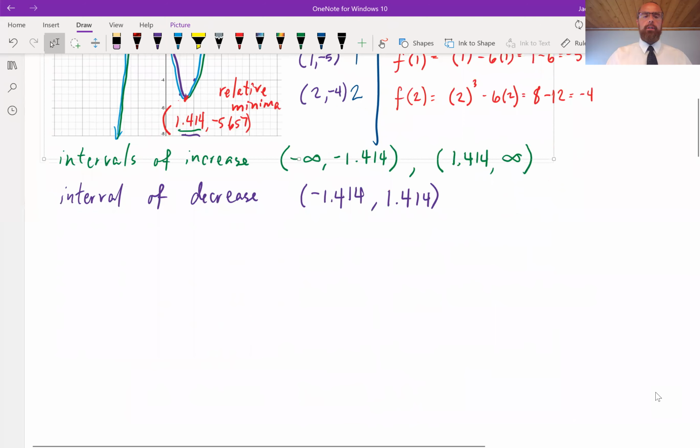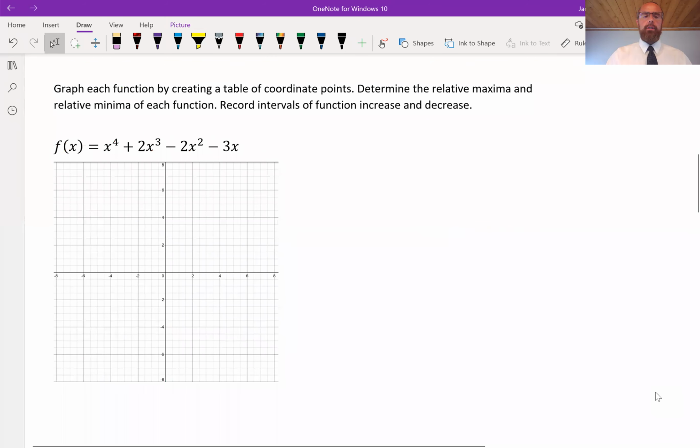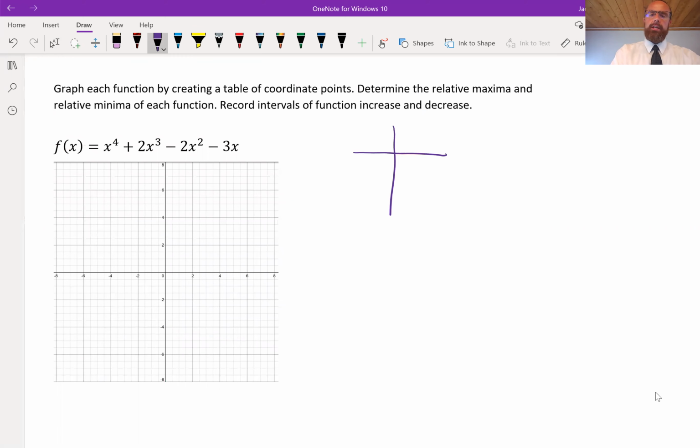Let's take a look at a second example. So here we've got a function f of x equals x to the power of 4 plus 2x cubed minus 2x squared minus 3x. So again, our task is the same. We want to graph the function by constructing a table of values. And then we want to graph it, identify maxima, minima, and then record the intervals of increase and decrease.